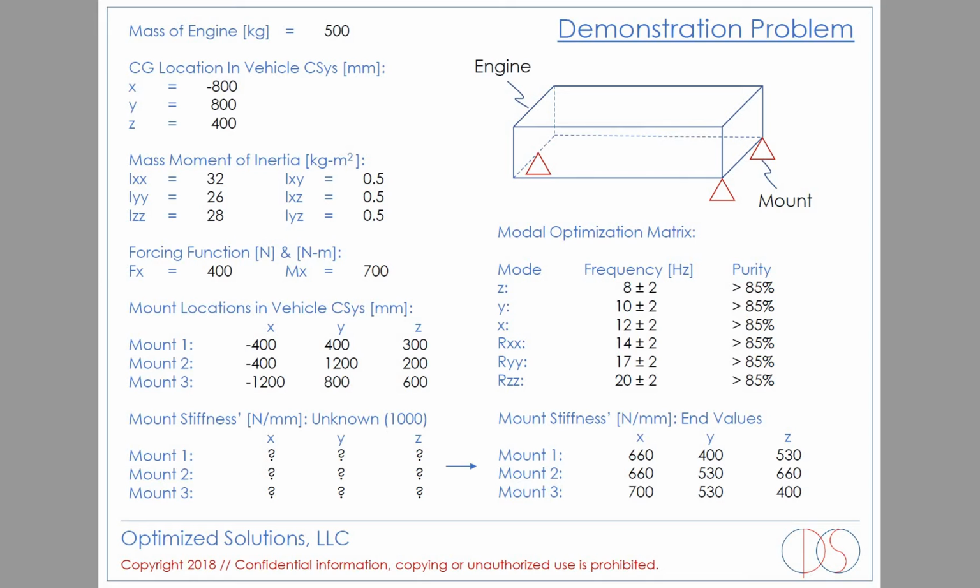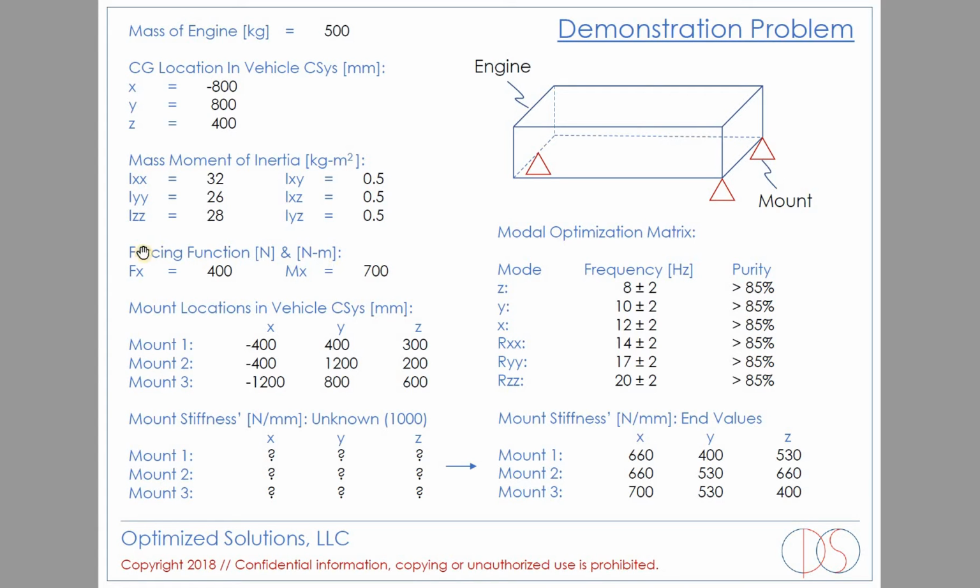The mass moment of inertia tensor is defined by the main diagonal terms Ixx, Iyy, and Izz at 32, 26, and 28 kilogram meter squared respectively, while the Ixy, Ixz, and Iyz terms are all 0.5 kilogram meter squared. This information that you see here is generally provided by the applied mechanics team of the vehicle or the engine manufacturer.